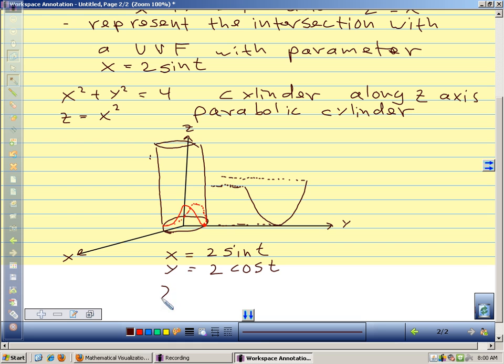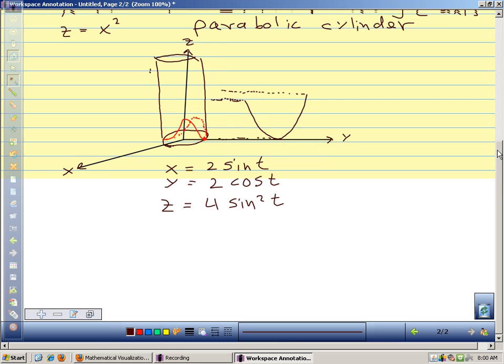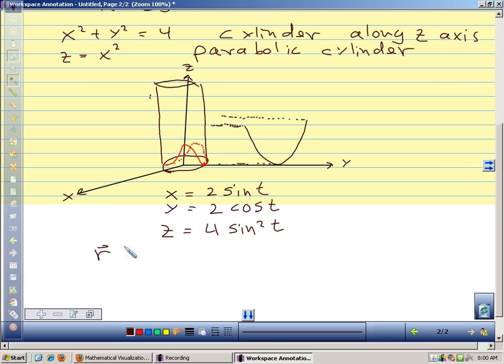And z, what is z going to be? Z is x squared. So z is going to be 4 sine squared t, using this parameterization. So our vector valued function is r of t equals 2 sine t i plus 2 cosine t j plus 4 sine squared t k. And that's what I plotted in that parametric plotter. I put this for x, this for y, this for z.